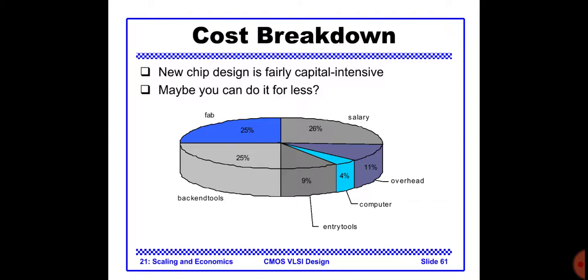The cost breakdown: a new chip design is fairly capital intensive. Maybe you can do it for less. It is divided into salary, overhead, computer, CAD tools, and back-end tools. The salary is 26% overall, the overhead 11%, computer 4%, CAD tools 9%, back-end tools 25%, and fabrication 25%.